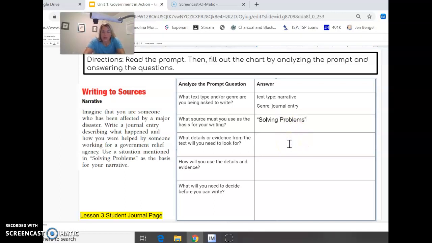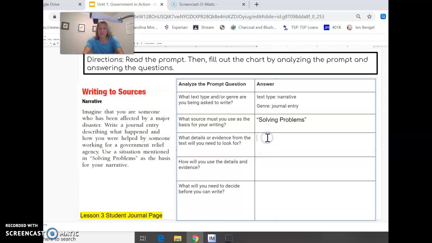What details or evidence from the text will you need to look for? I'm going to go up here real quick, guys, and highlight these important things too. Except I'm not, because then I have to move the screen around. I don't want to make you guys seasick. What details or evidence from the text will you need to look for? Okay, so I'm talking about details and evidence from Solving Problems. Well, the specifics in this prompt say that you are someone who's been affected by a major disaster, and you're going to be telling me what happened and how you were helped.